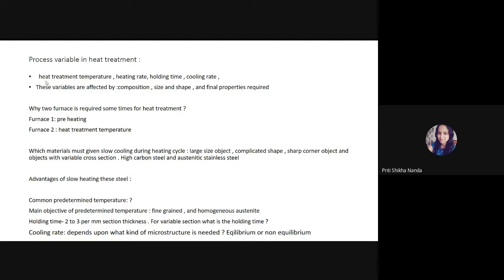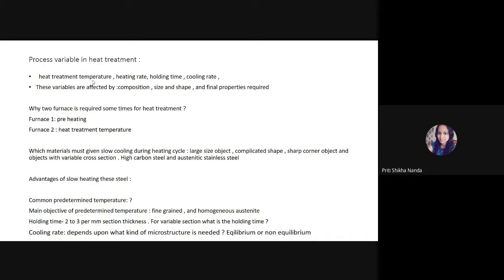Now this is important. You have asked me a question, I will explain. These process variables are affected by composition, size and shape, and the final properties required. But you have asked me about cooling rate. So you just have to remember, it is the predetermined temperature. To what temperature do you have to take it?